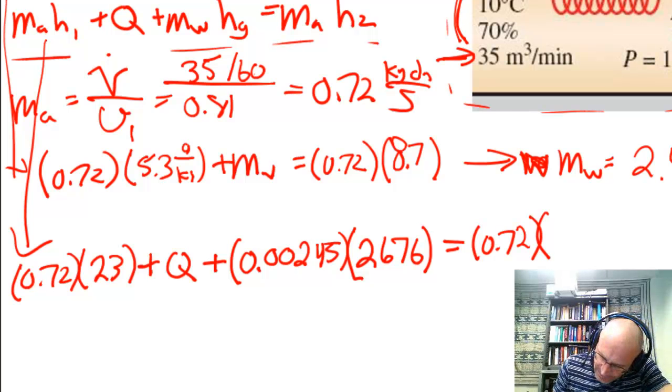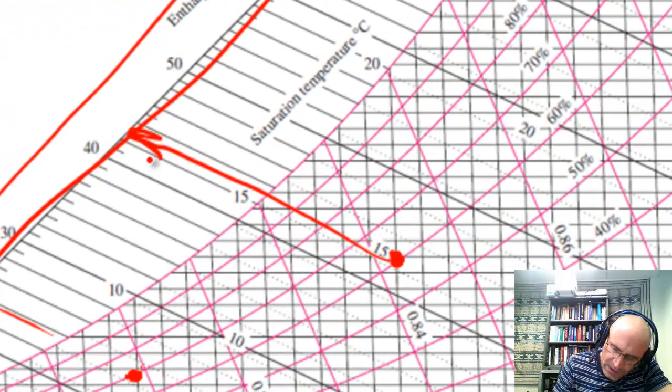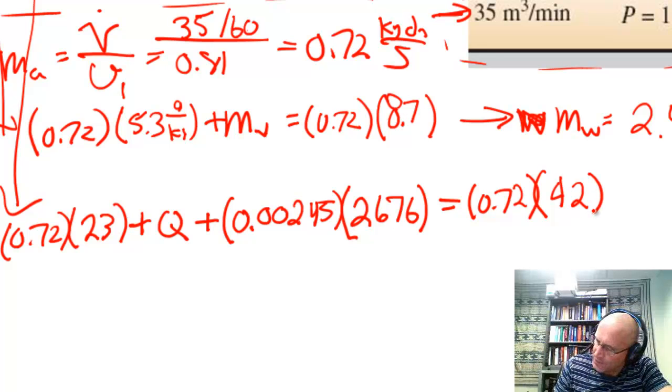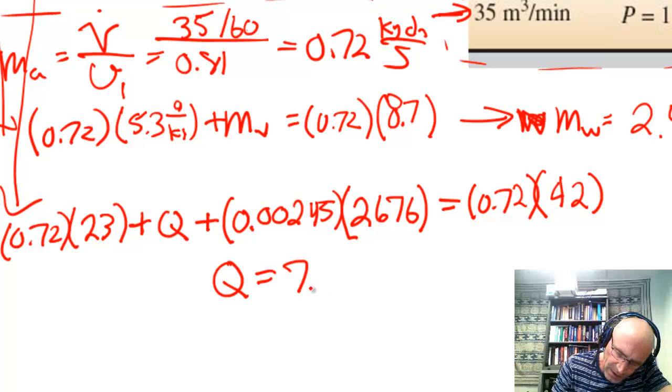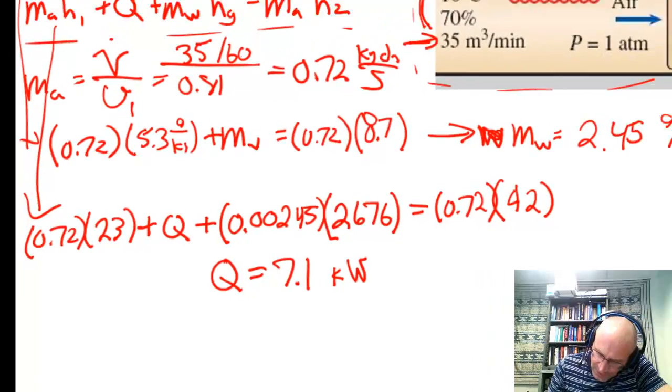So let's go ahead and look at that last value, outlet enthalpy, on the psychrometric chart. Looking up there, I'm at about, let's say, 42. So 42. And now I can go ahead and solve for Q. If I do that, I get a value of Q that is about 7.1, and the units on that are kilowatts or kilojoules per second. All right, so that's how we do it by hand with the psychrometric chart.